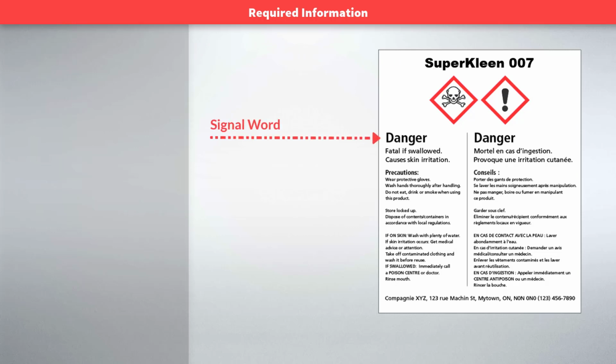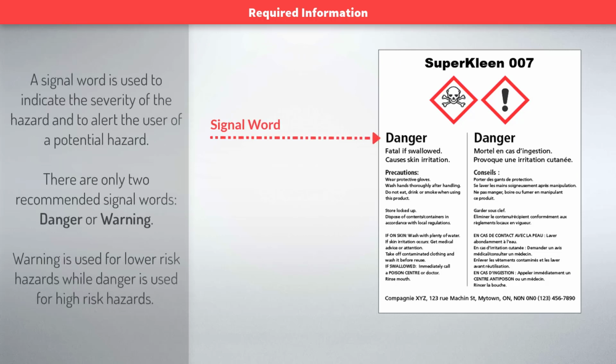Signal word. A signal word is used to indicate the severity of the hazard and to alert the user of a potential hazard. There are only two recommended signal words: danger or warning. Warning is used for lower risk hazards, while danger is used for high risk hazards. Some hazard categories actually call for no signal words at all.